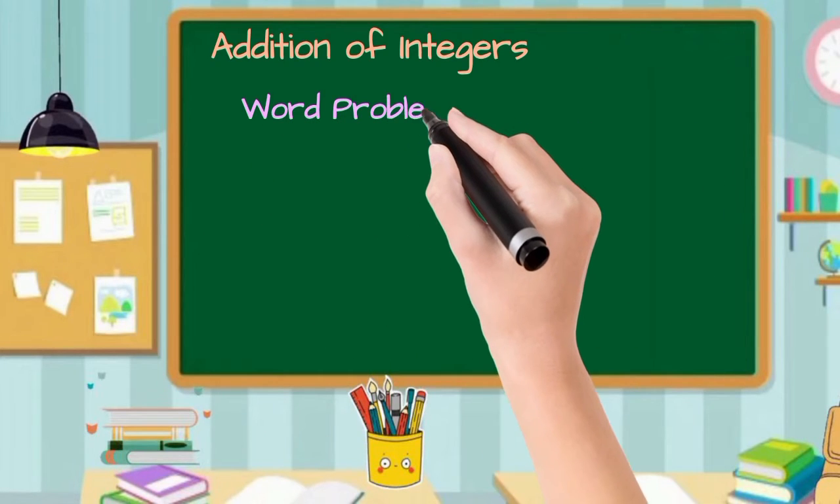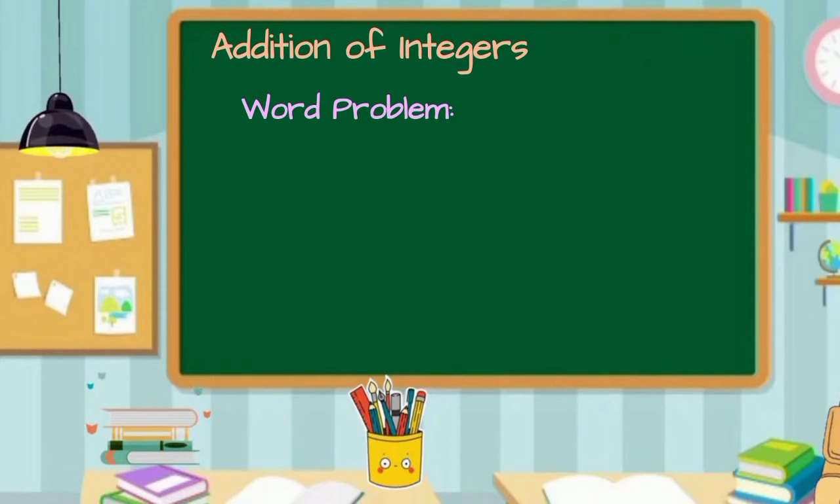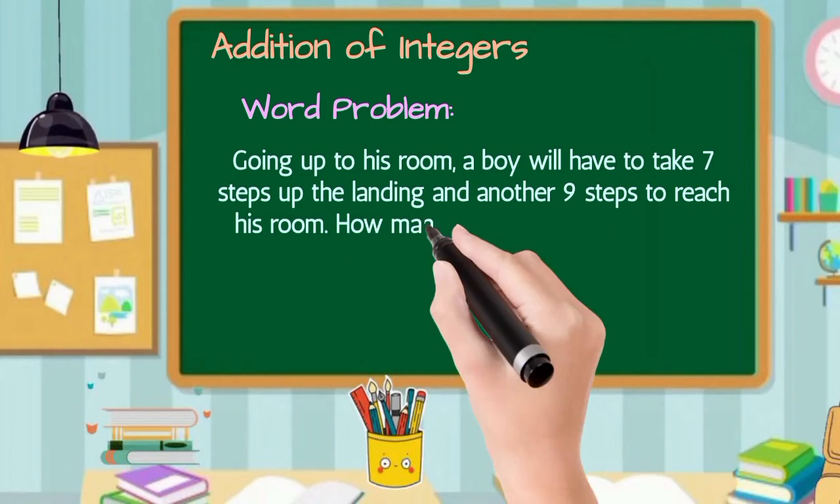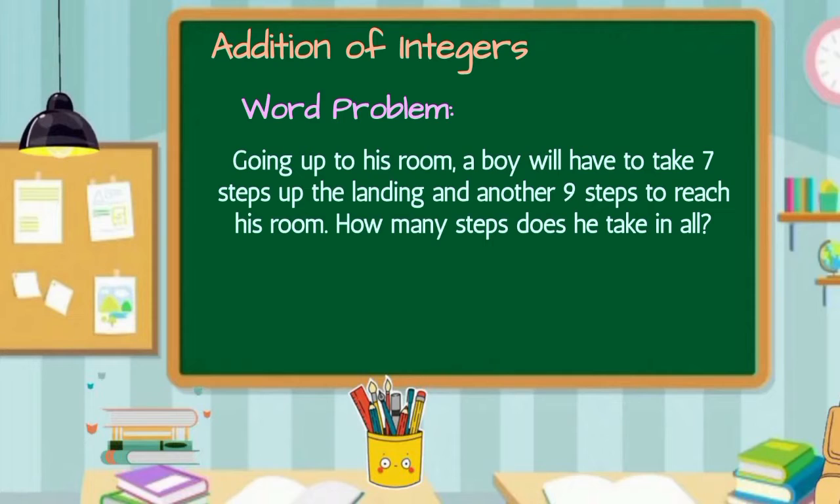Now, let's solve word problems. Our first problem: going up to his room, a boy will have to take 7 steps up the landing and another 9 steps to reach his room. How many steps does he take in all?